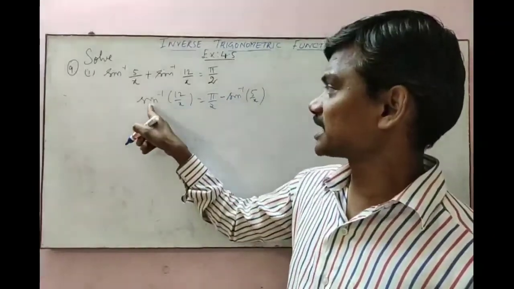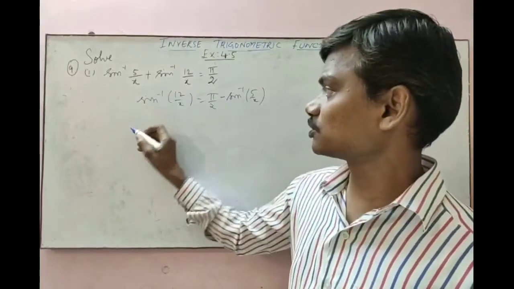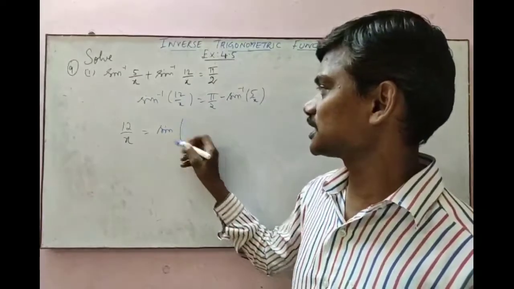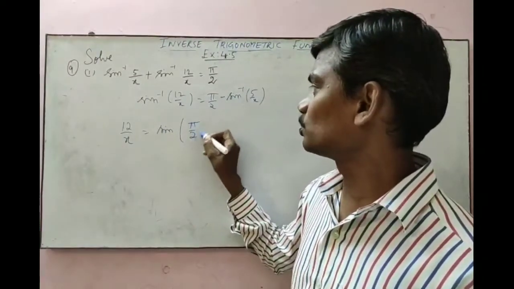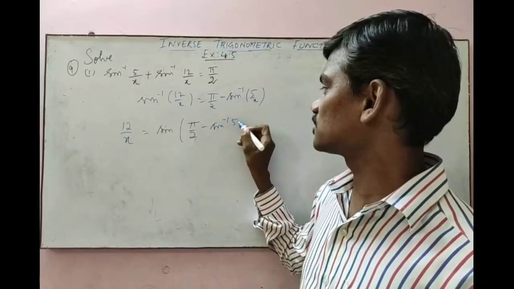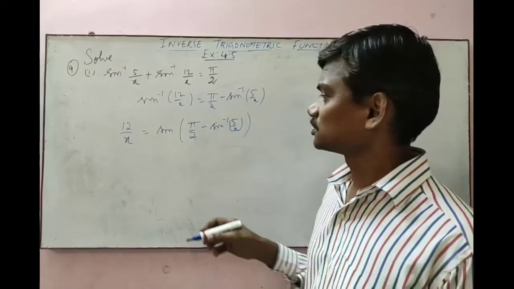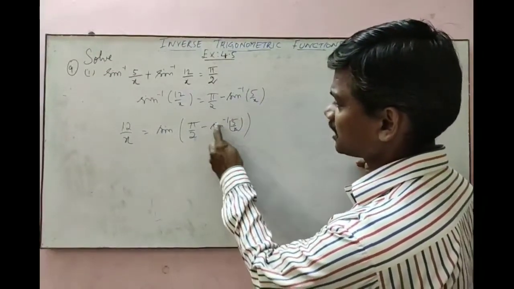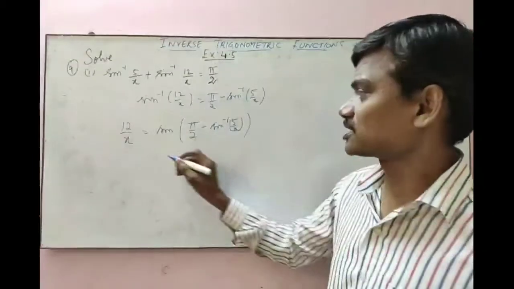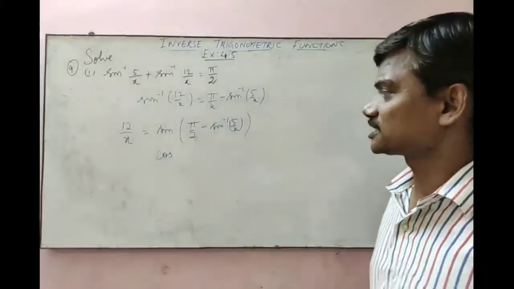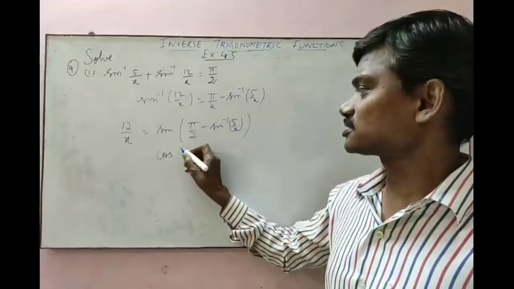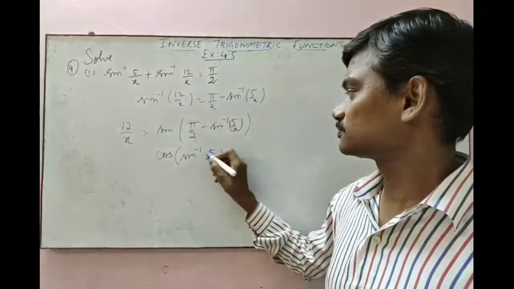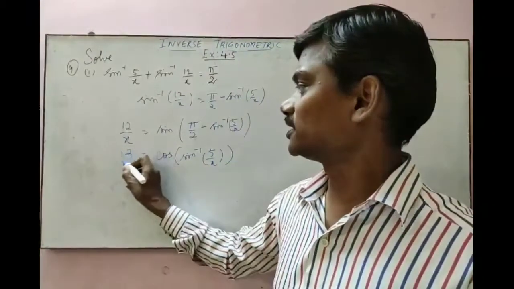Again I am going to bring the sin inverse alone. Keep the 12 by x as it is. Sin inverse comes to this side as sin of pi by 2 minus sin inverse of 5 by x. So look here, sin 90 minus theta. You treat this whole thing as theta. Sin 90 minus theta is cos theta. You already studied this in the 9th standard. What is theta here? Sin inverse of 5 by x, equal to 12 by x.